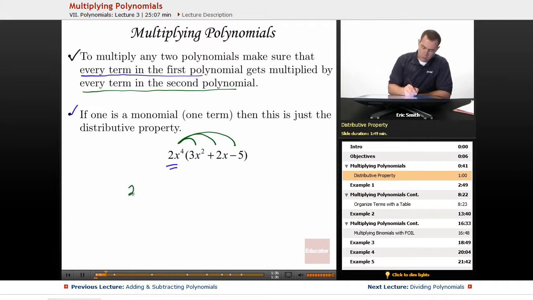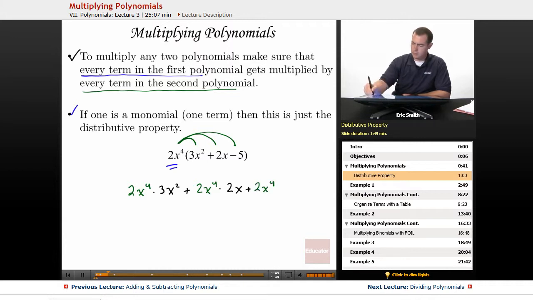So we'll have 2x to the fourth multiplied by 3x squared. Then we'll have 2x to the fourth multiplied by 2x. And 2x to the fourth multiplied by a negative 5.